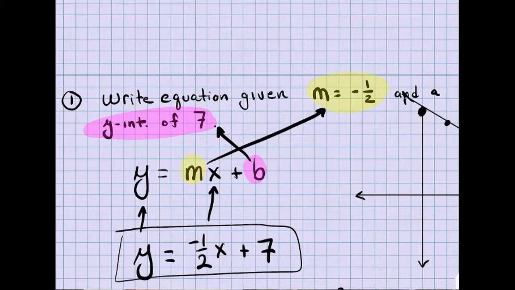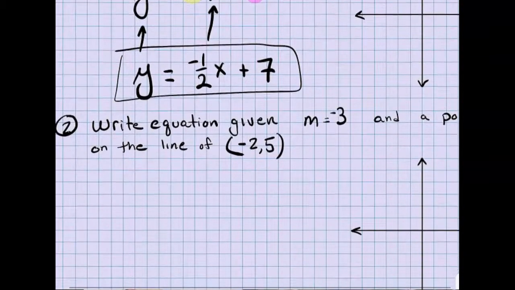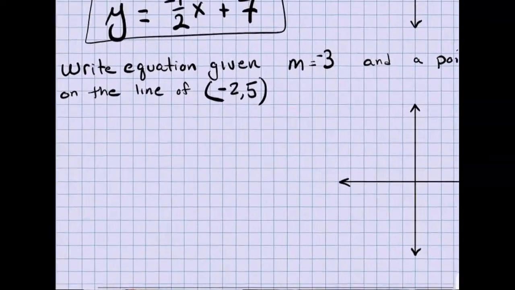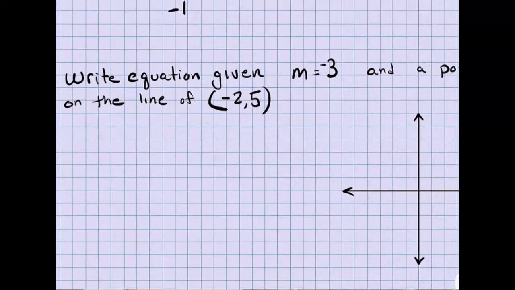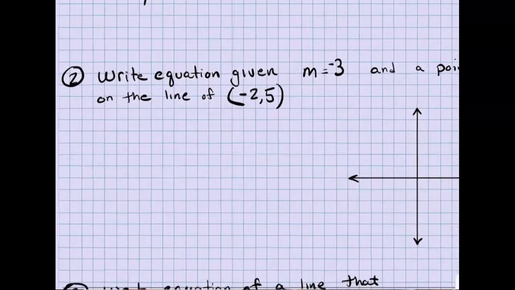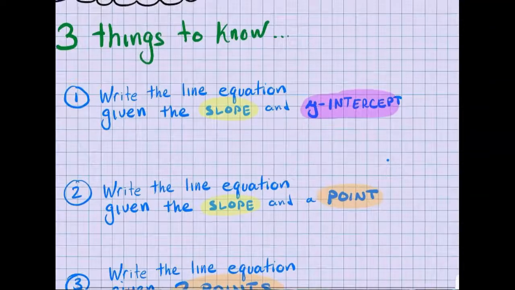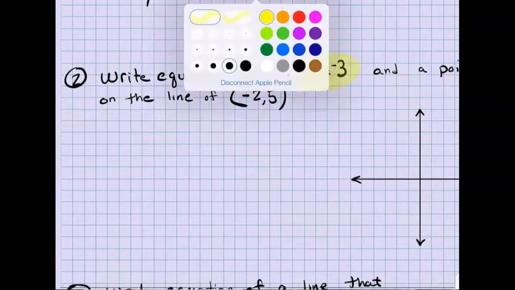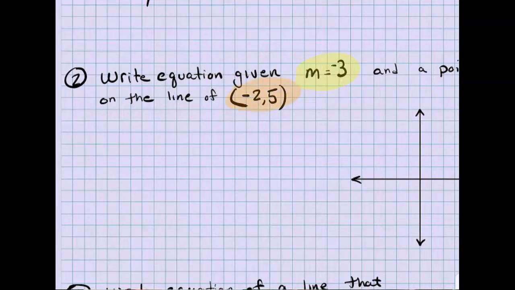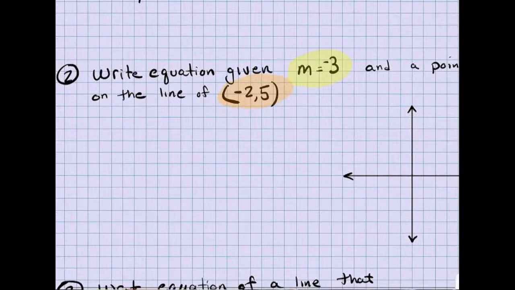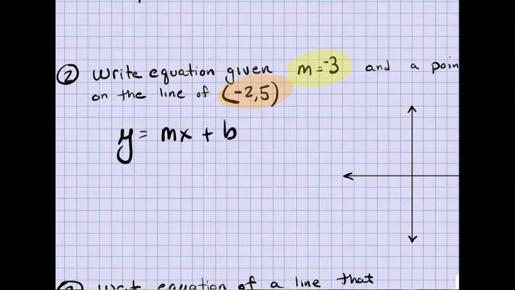Number 2, we did quite a bit of work with in December. Write the equation given the slope, slopes are yellow, and a point. What color did I make points up here? Let's see, orange. So they gave us the slope and they gave us a point, but they didn't give us the y-intercept, so we have to do a little bit of work here. When they give you slope and a point, you still start off by writing y equals mx plus b.